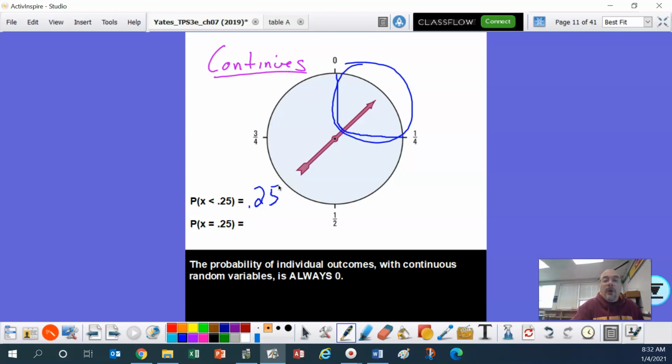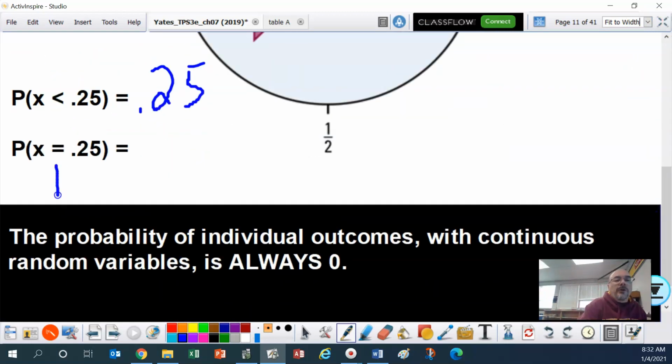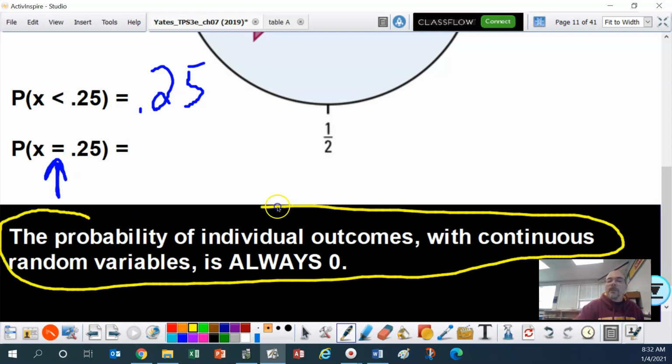Okay. Now, notice this one says equal to. Okay, I'm going to blow this back up again, make it bigger. There we go. Now, this says equal to, folks. Now, I want you to make note of this right here. The probability of individual outcomes with continuous random variables is always 0.